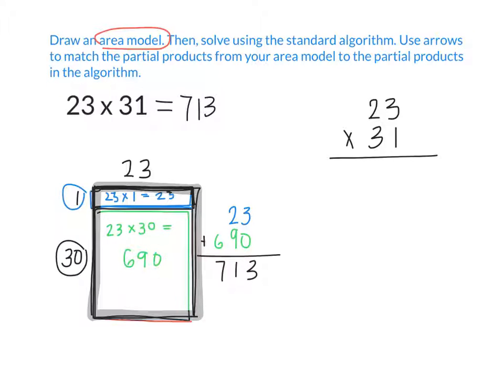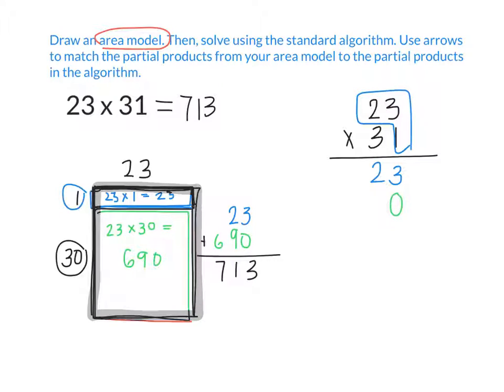We also know that we could use the standard algorithm to do this, huh? We could do 23 times 31 using the standard algorithm. When I do the standard algorithm, I have to do 3 times 1 first, which is 3. 3 times 2, which is 6. Then I put a placeholder 0.